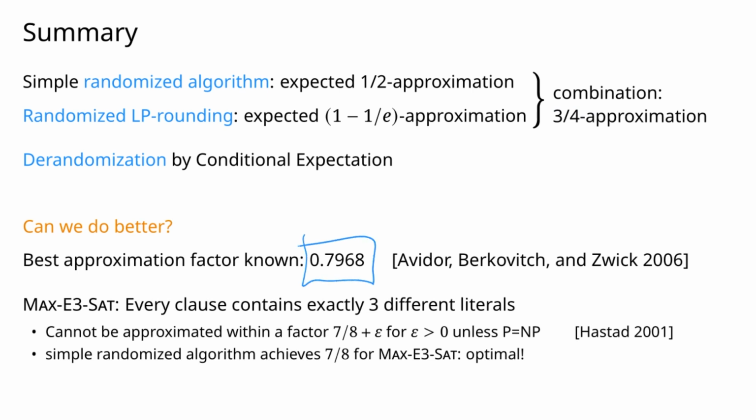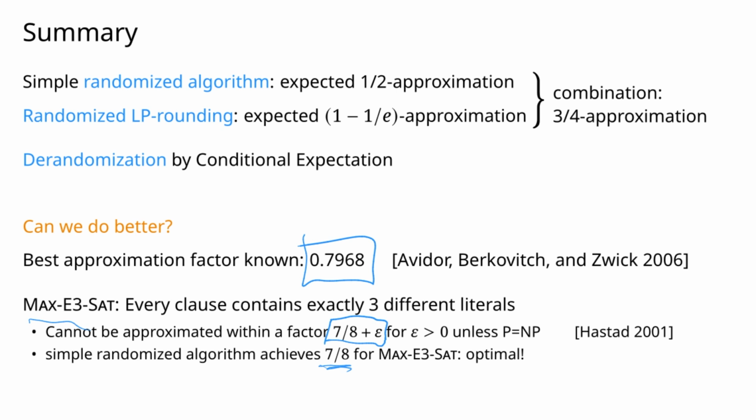The best known approximation algorithm gives us an approximation factor of 0.796. There are also lower bounds in terms of how well this problem can be approximated. And there, the best known lower bound is 7/8 plus epsilon, and that already holds for the special case of max exactly 3 SAT. Every clause contains exactly 3 different literals, which in particular means that for this special case, so not in general, the simple randomized algorithm is actually already optimal, because that one gives us exactly the 7/8.